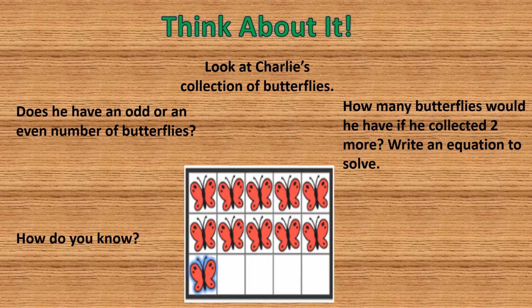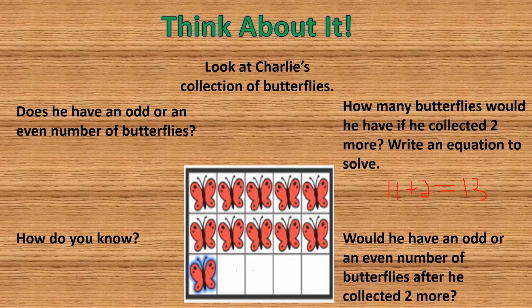So let's take a look here. We have 1, 2, 3, 4, 5, 6, 7, 8, 9, 10, 11. So we have 11 butterflies, and we said we wanted to collect 2 more, so I could add an additional 2. So let's count on from 11, 2 more times. So here's 11. 1 more time would be 12. Another time would be 13. So 11 plus 2 would equal 13. With that number, would he have an odd or even number of butterflies now that he's collected 2 more?